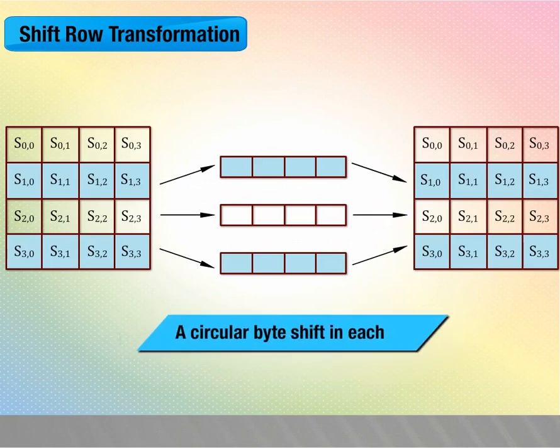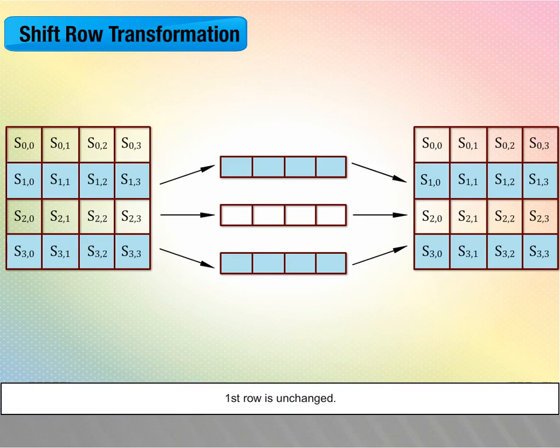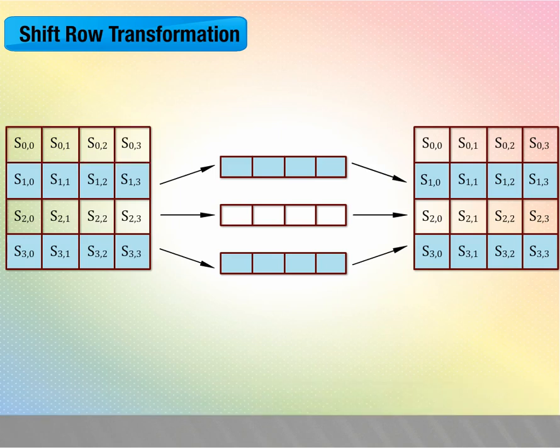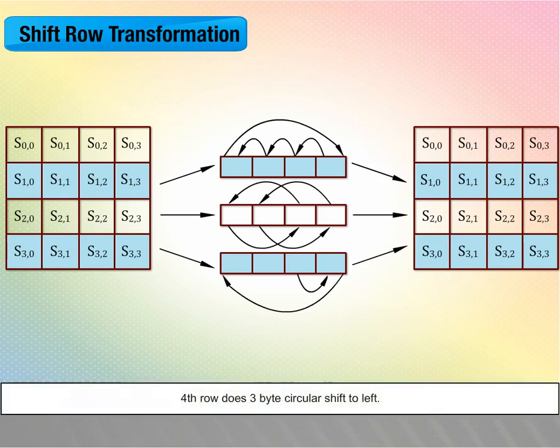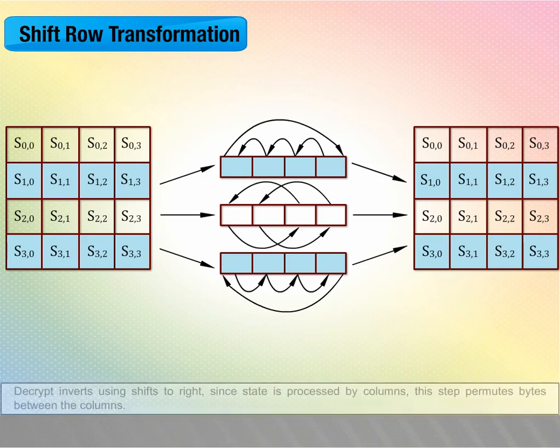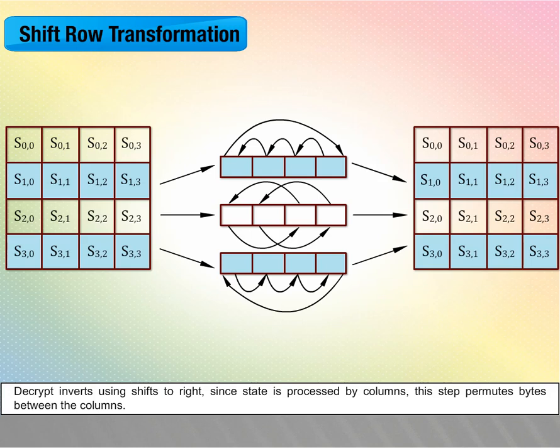A circular byte shift in each row: the first row is unchanged. The second row does a 1 byte circular shift to the left. The third row does a 2 byte circular shift to the left. The fourth row does a 3 byte circular shift to the left. Decrypt inverts using shifts to the right. Since state is processed by columns, this step permutes bytes between the columns.